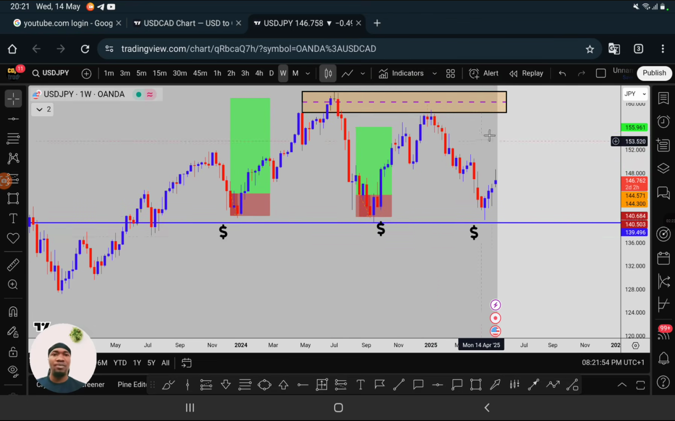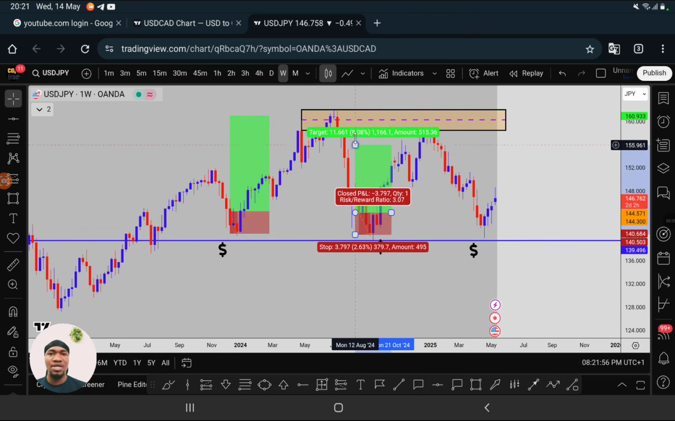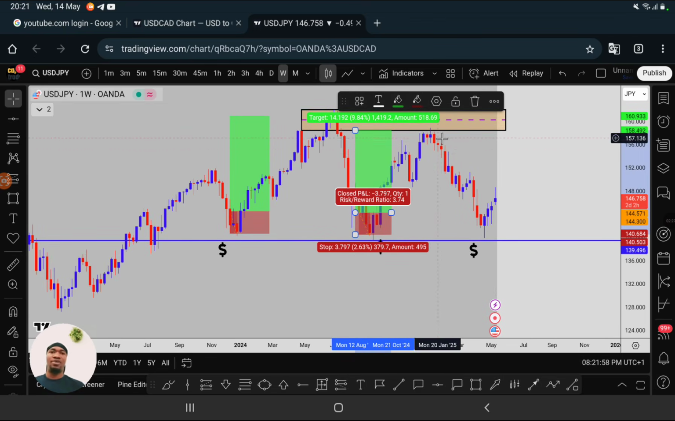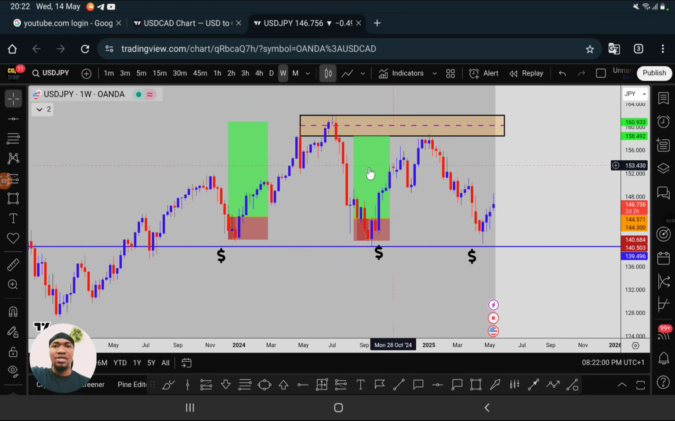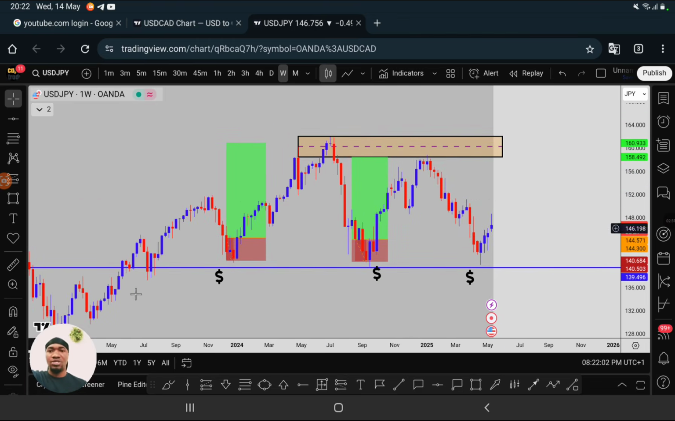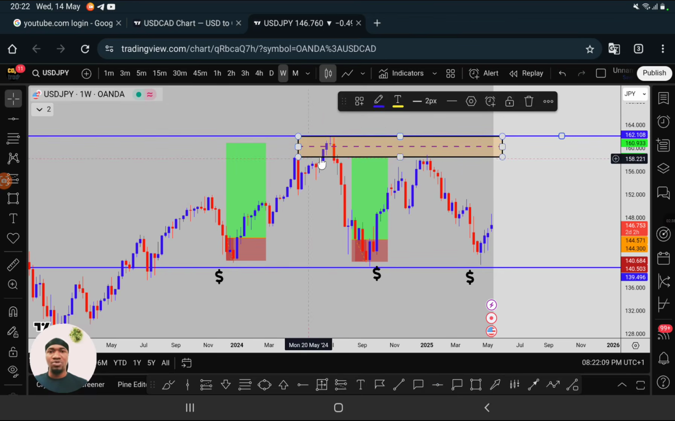Then price came to this resistance. That is our first take profit. Then the sellers already sold, so there is someone selling from this zone. The sellers are here, right? Someone sold with this bearish engulfing, put stop loss here.